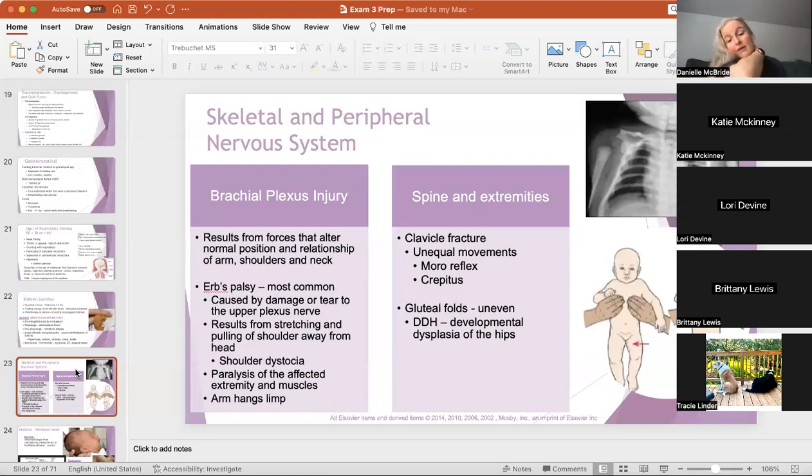All right. If we have damage to the brachial plexus, what might I see with the baby? A limp arm. Completely limp. Okay, so we can have a paralysis on that side. And it takes a long time, because think about how nerves take a long time to heal and regenerate. It can take months for this to resolve.